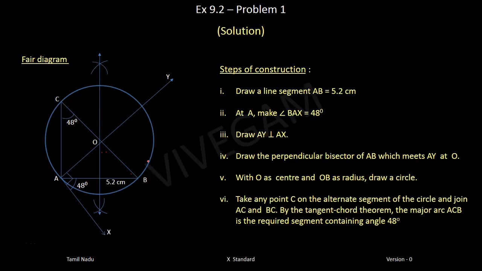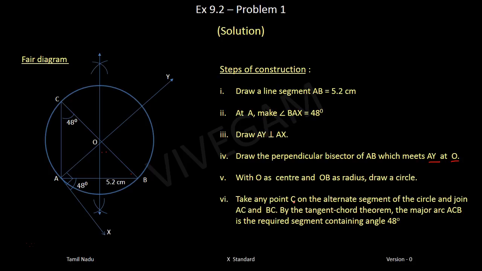Then we draw the perpendicular bisector, and it will meet at O. The perpendicular bisector meets AY at O. This is the perpendicular bisector. It meets AY at O. And with O as a center and OB as a radius, OA or OB both, draw a circle. So with OA or OB as the radius, draw this circle.